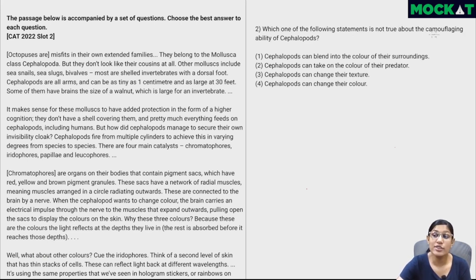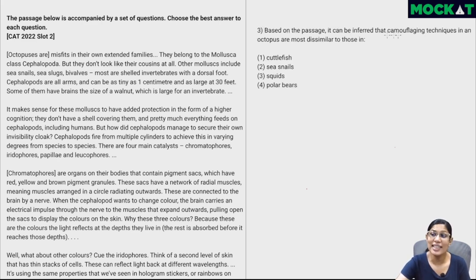Which one of the following is not true about the camouflaging ability of cephalopods? That means whatever these cephalopods are, they are able to camouflage or somehow use color or other things to basically disguise or hide themselves. Now again, 3 of these would be given. Whichever is not given, whichever is not true, that becomes the right answer. So again, another direct multiple sort of question.